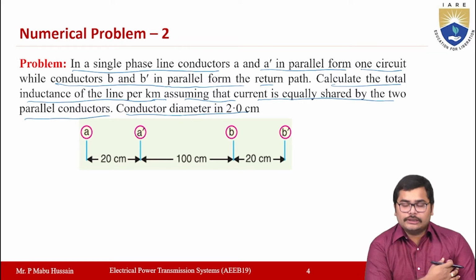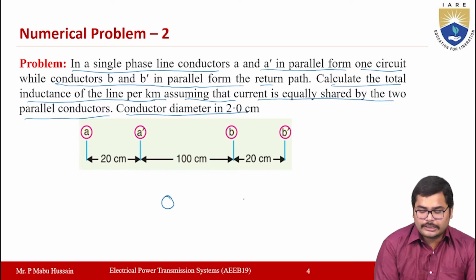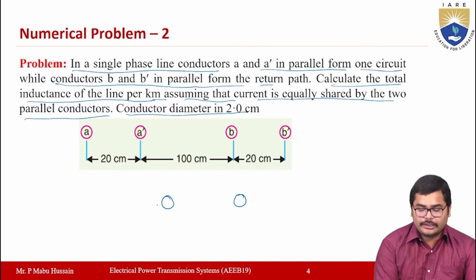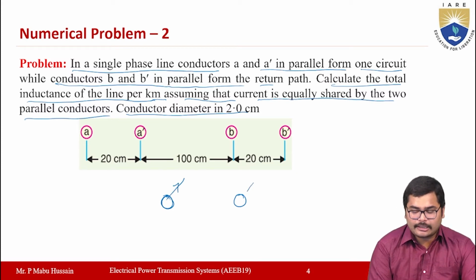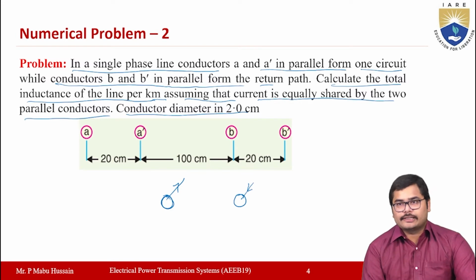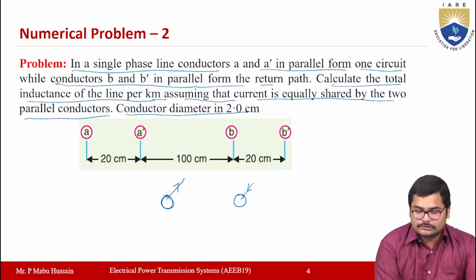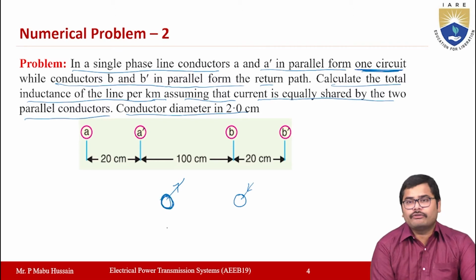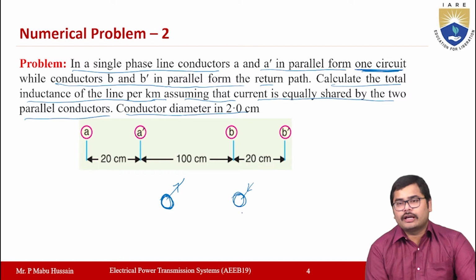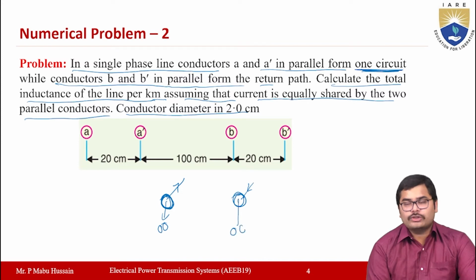Okay, so here you see it is a single phase line. As you know, a single phase line generally has two conductors or two phases. So one conductor or one phase will act as the forward path, that means current will flow in the forward direction. Another conductor will act as the return path, where current will be in the reverse direction. But here in the problem they are saying that each circuit will have two conductors. That means phase A is one circuit and phase B is another circuit, and this has two subconductors and this also has two subconductors.